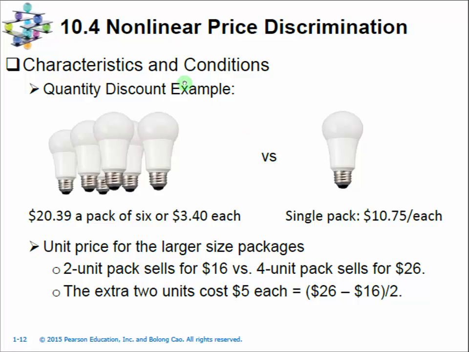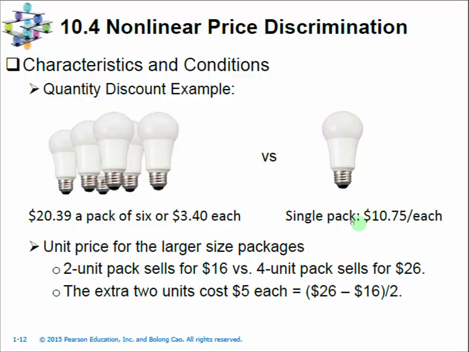The first kind of nonlinear price discrimination is the quantity discount. Here is a set of different prices for different sizes of packages of LED bulbs I collected from Amazon.com. These 6-pack LED bulbs cost $20.39, or about $3.40 each. So if you want cheaper LED bulbs, you buy this 6-pack and each of them only costs you $3.40.